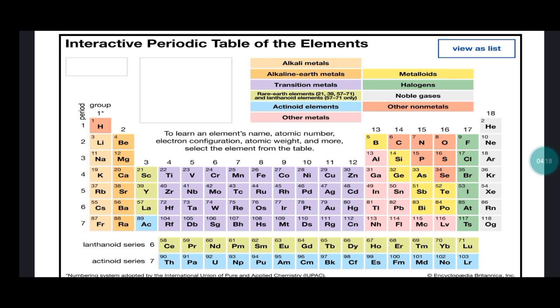In the periodic table, fluorine is the most electronegative element. After that, oxygen. After that, nitrogen. So these three are the most electronegative elements, and francium is the most electropositive element. Bromine is a non-metal which is liquid.